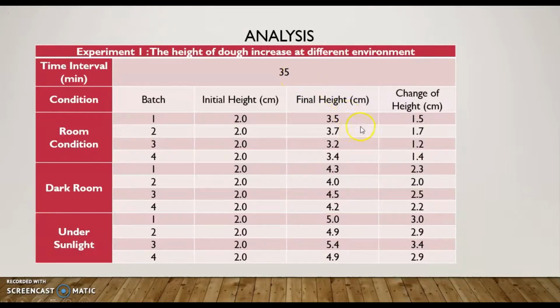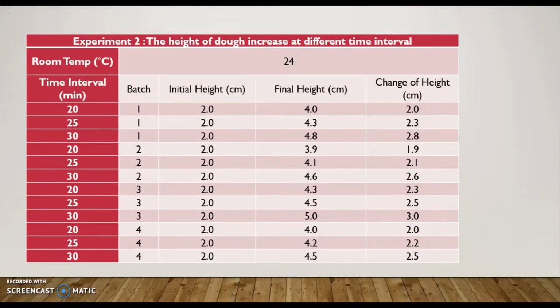Lastly we minus the height so we can get the change of height in cm. For experiment 2, the height of dough increase at different time interval. In this experiment we maintain the room temperature at 24 degrees Celsius and we change the time interval at 20, 25 and 30. And then we repeated this set of time interval 4 times.